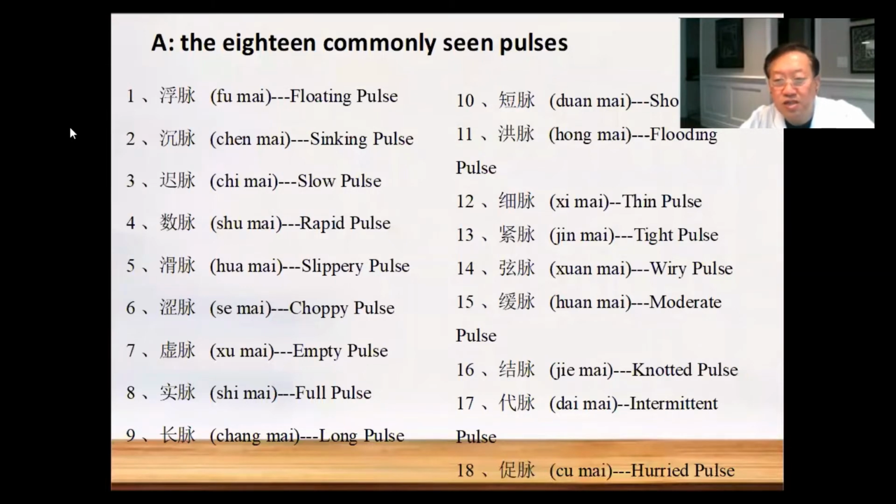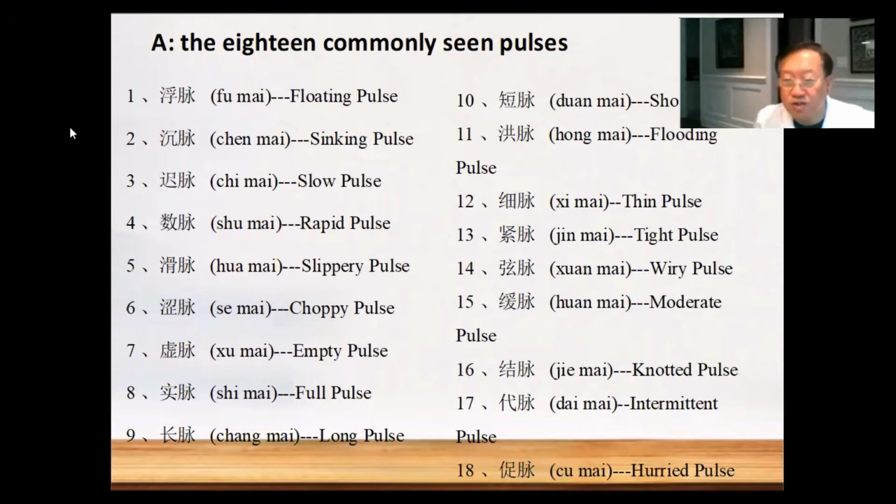The 18 commonly seen pulses. Fumai, floating pulse. Chenmai, sinking pulse. Chimai, slow pulse. Shuomai, rapid pulse. Huamai, slippery pulse. Semai, choppy pulse. Xumai, empty pulse. Shimai, full pulse.